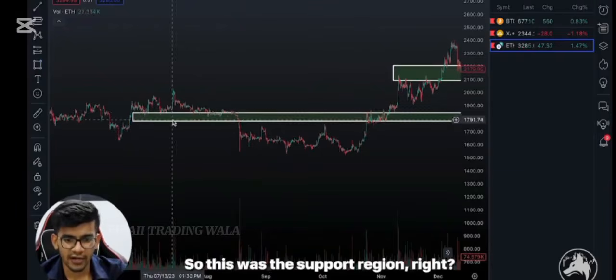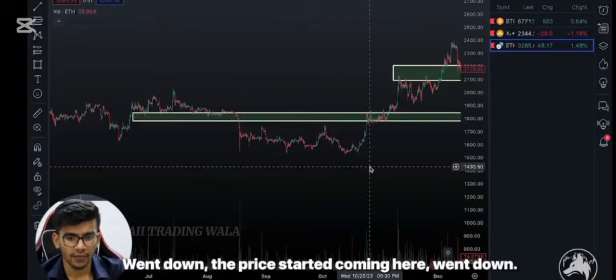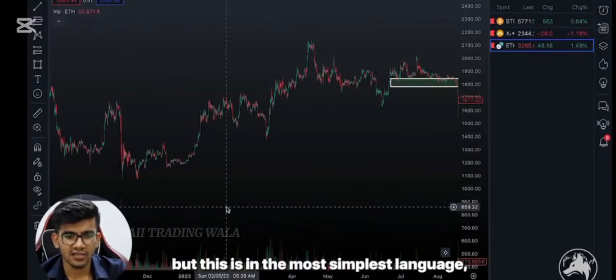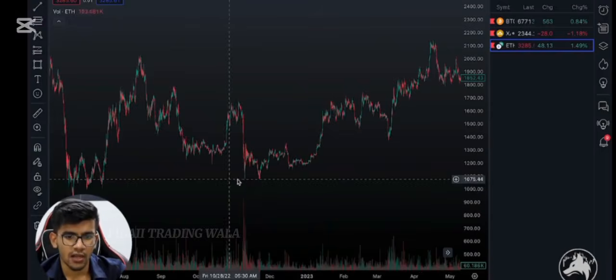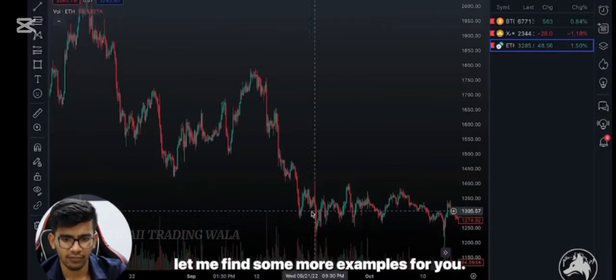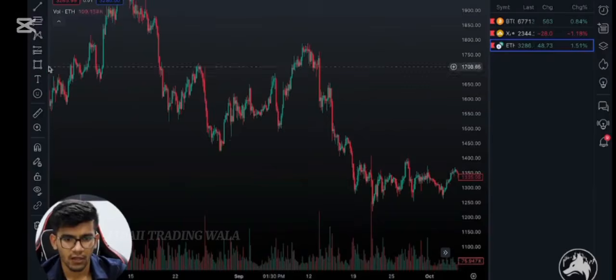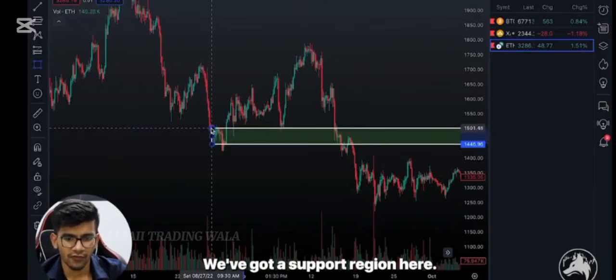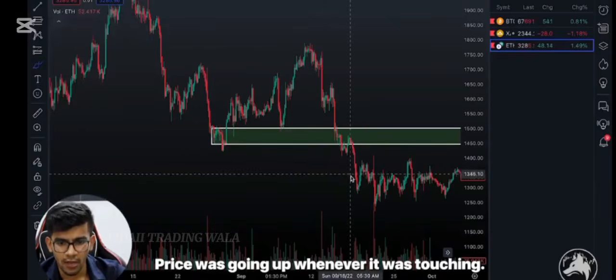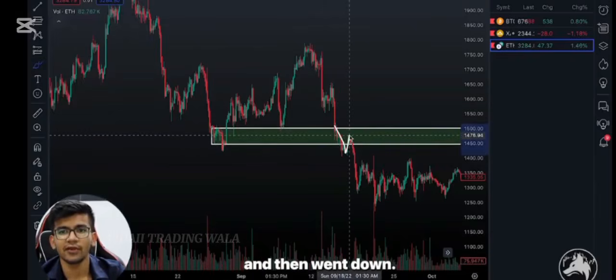So this was a support region, right? The price tried coming here, went down. Price tried coming here, went down. We can find better examples as well, but this is in the simplest language. This is how it works. So let me find some more examples for you. So here we go. We've got a support region here, right? Price was taking support, price was going up whenever it was touching. Price broke the support, took resistance, and then went down.